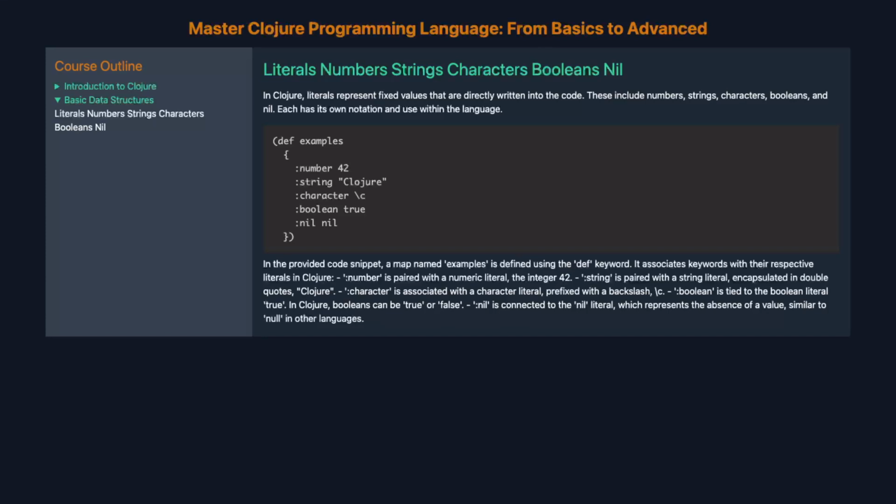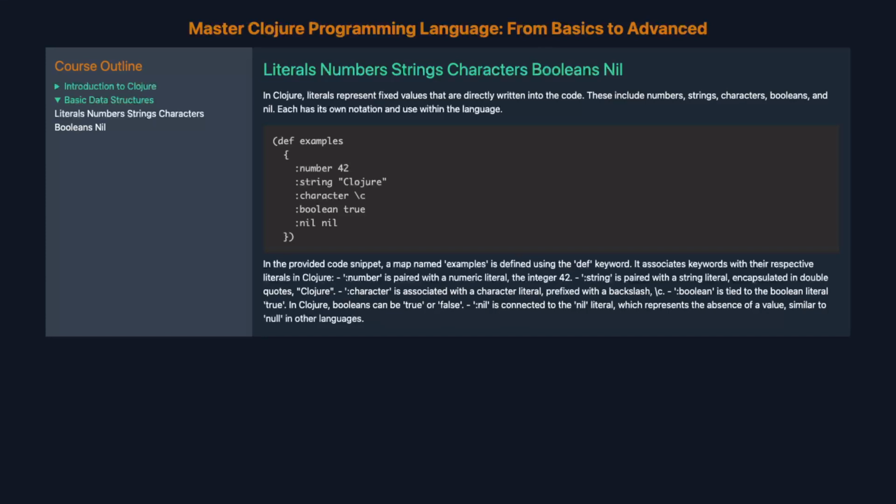In the provided code snippet, a map named examples is defined using the def keyword. It associates keywords with their respective literals in Clojure. Number is paired with a numeric literal, the integer 42. String is paired with a string literal encapsulated in double quotes, "Clojure". Character is associated with a character literal, prefixed with a backslash.